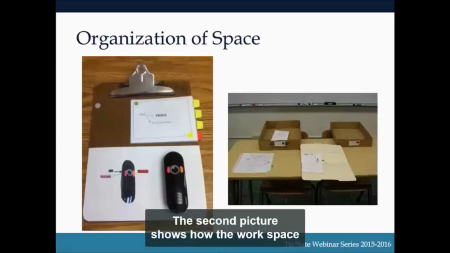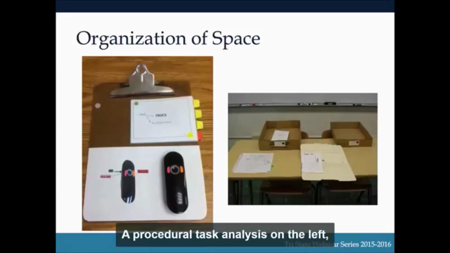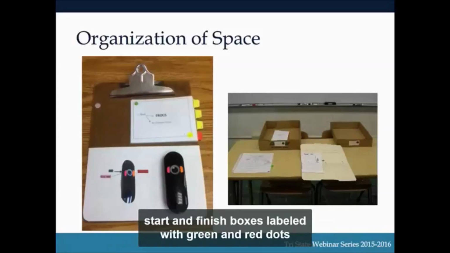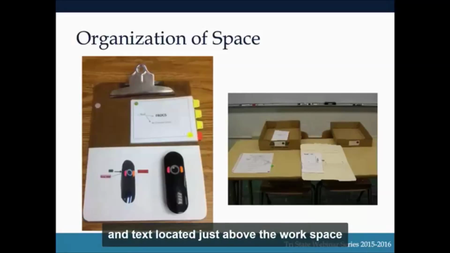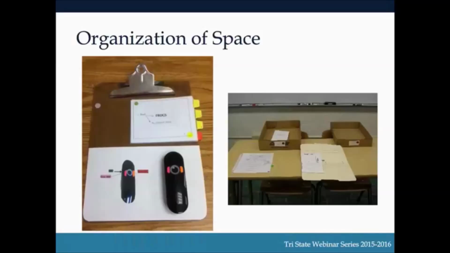The second picture shows how the workspace is set up for a student who is stamping popcorn bags. A procedural task analysis on the left, start and finish boxes labeled with green and red dots and text located just above the workspace, and the product sample system is located directly in front of the student.